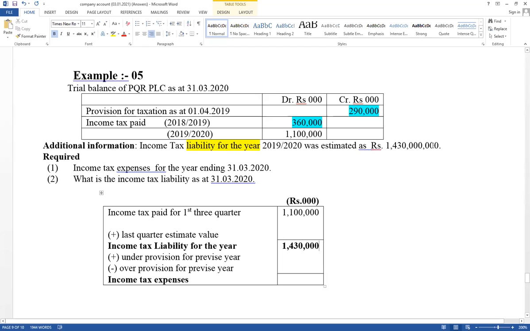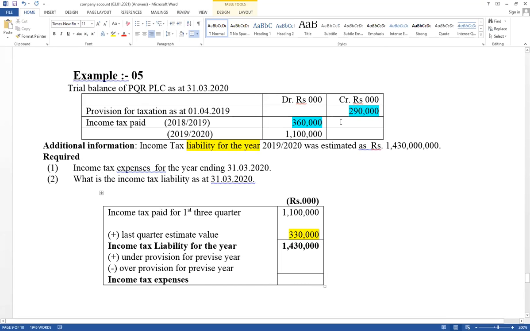Think about values in thousand. Therefore, difference value, take values in thousand. Then difference value here 330,000. That is the last quarter estimate value. It has not been paid in cash. Therefore, this is a value that should be considered as a liability. In the financial position under current liability, as income tax payable, only this value should be included.